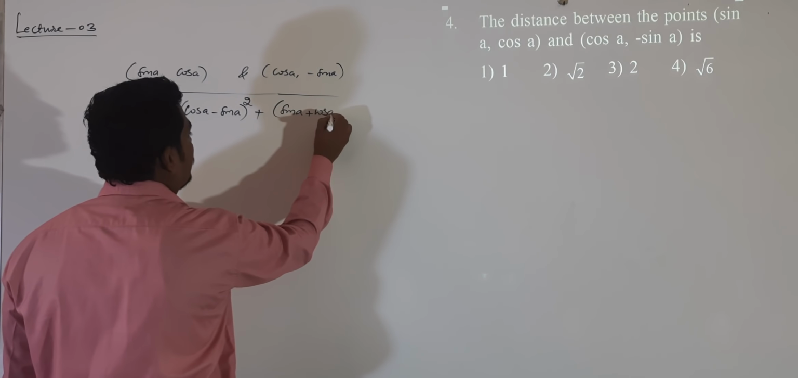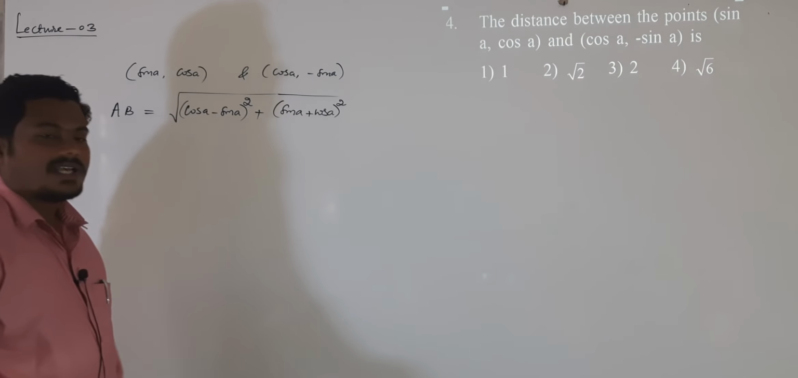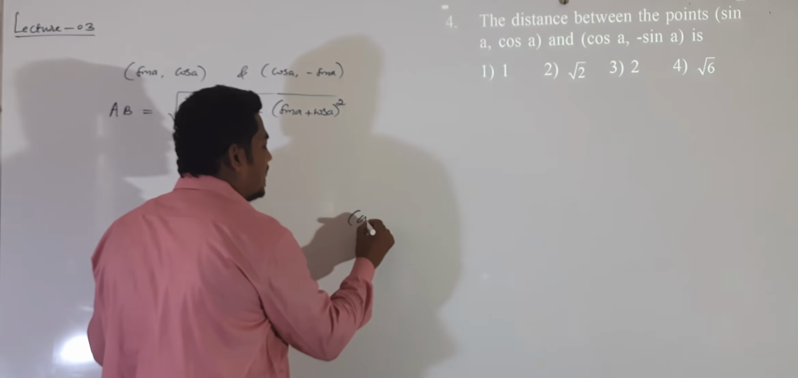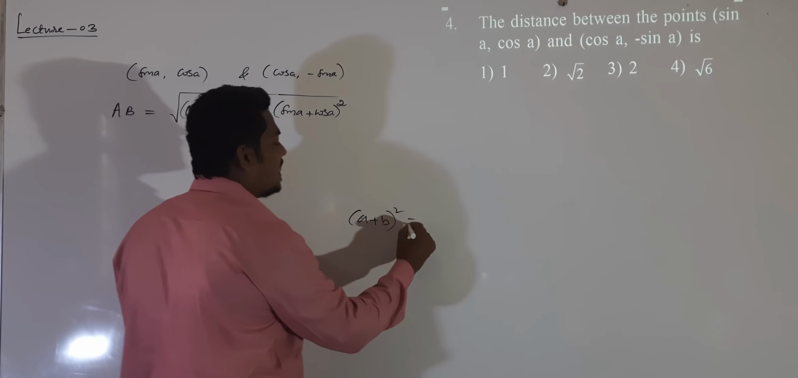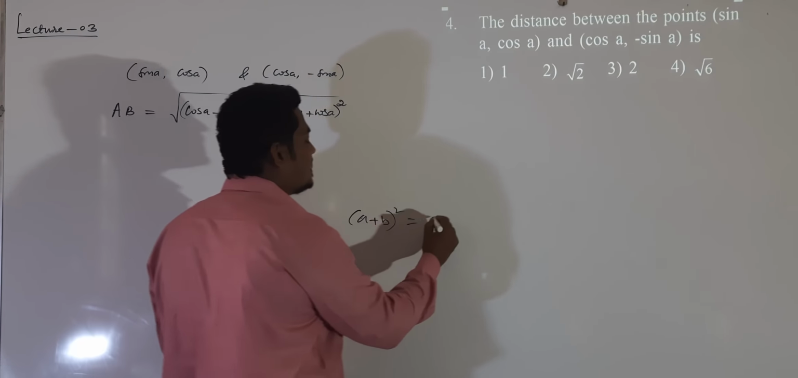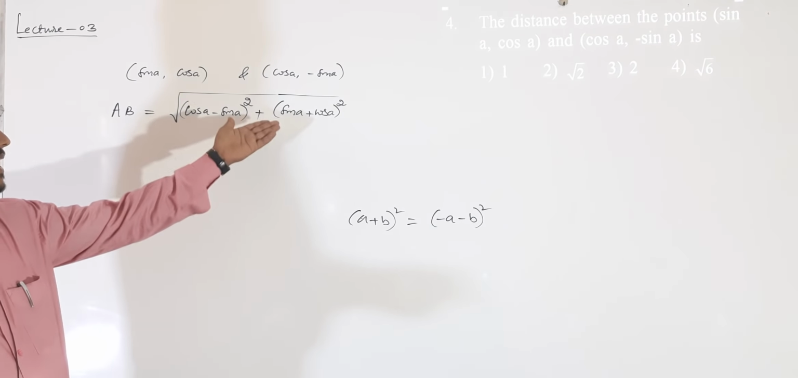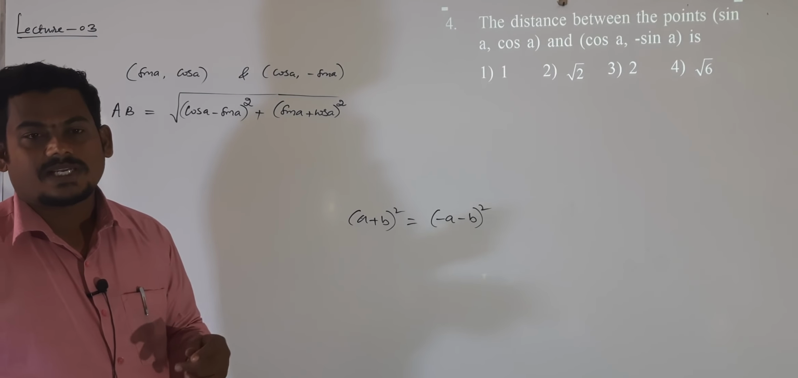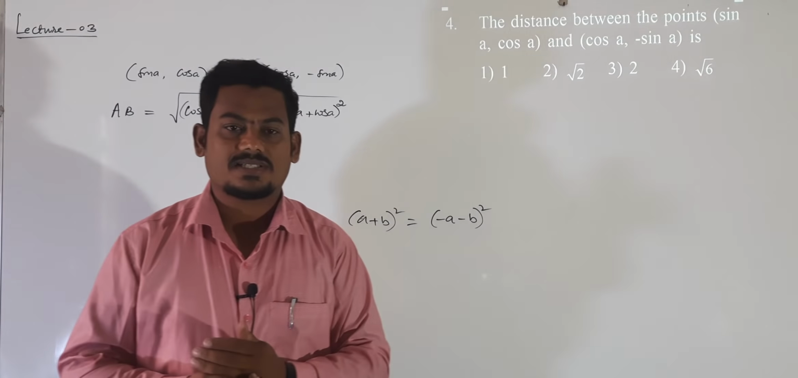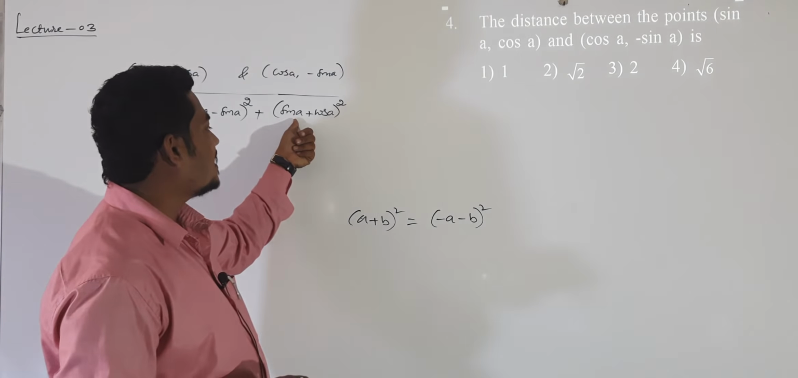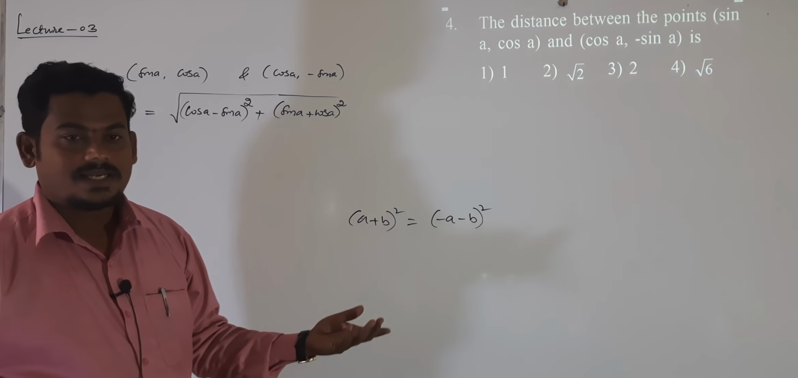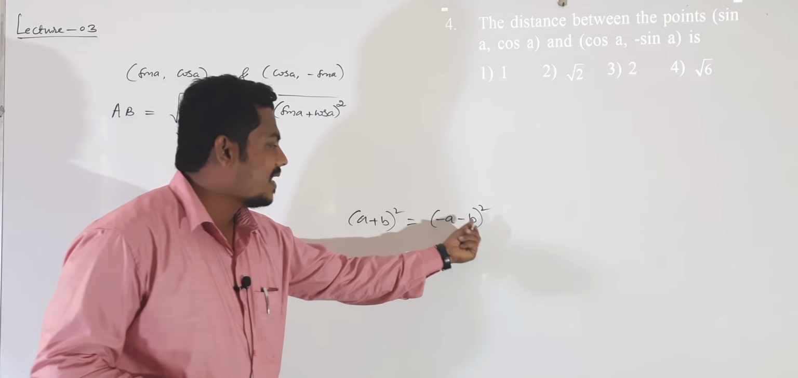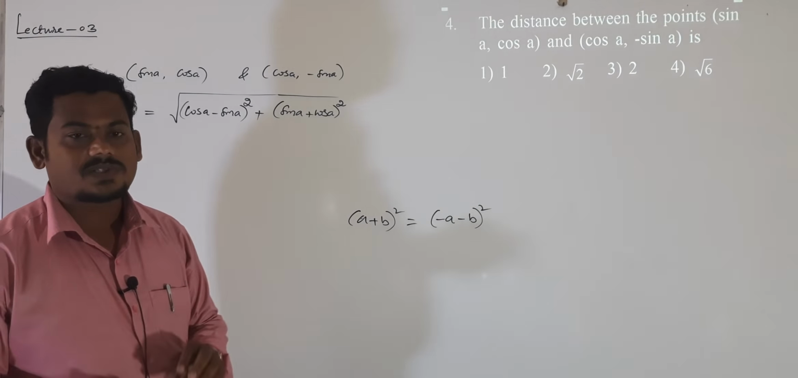y2 minus y1 whole square means sin A plus cos A whole square, because already you know minus a minus b whole square is the same as a plus b whole square, right? Both are one and the same only. For that reason I take cos A plus sin A whole square instead of taking minus sin A minus cos A whole square. It is like minus a minus b whole square, right? Minus a minus b whole square is the same as a plus b whole square.